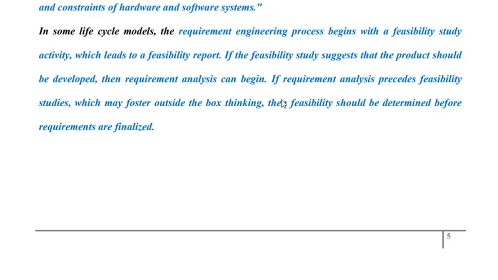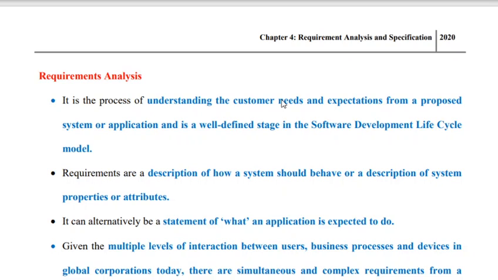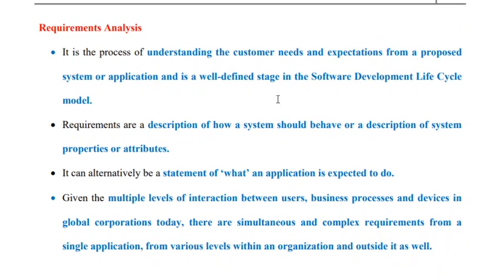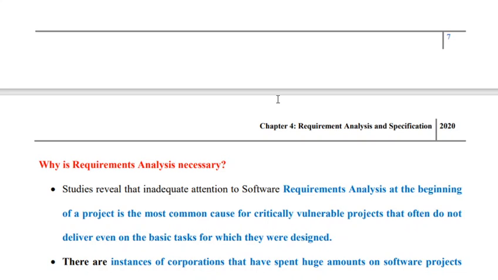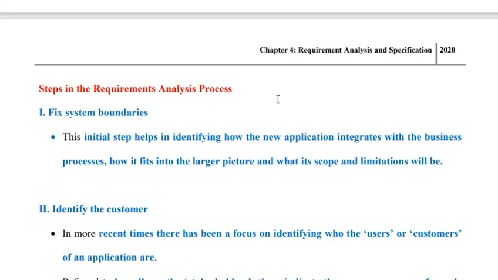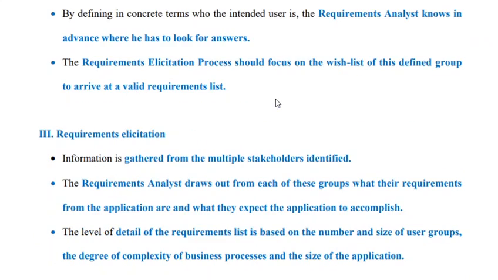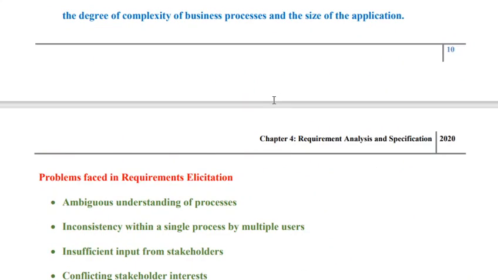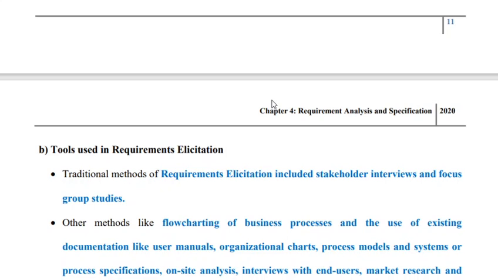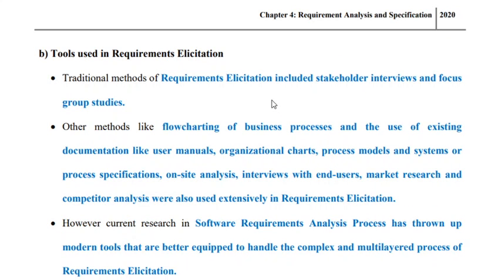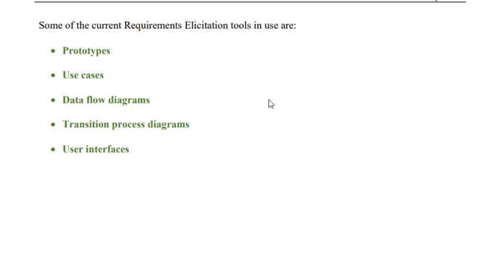And then we learned about situations where we can start with the requirement analysis phase instead of the feasibility study phase. We learned about requirement analysis in detail, the very need for requirement analysis, and the various steps involved in the requirement analysis phase: fixing system boundary, identifying the customer, and then requirement elicitation. We learned about the problems associated with requirement elicitation, and then the tools that can potentially be used for requirement elicitation, the traditional tools and the modern tools, and we discussed in brief some of the tools currently used for requirement elicitation.